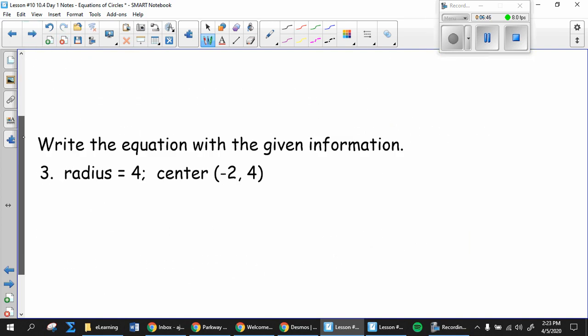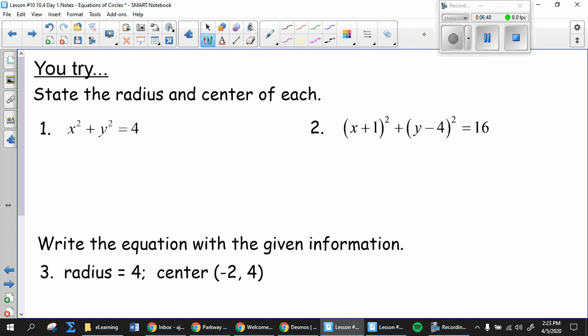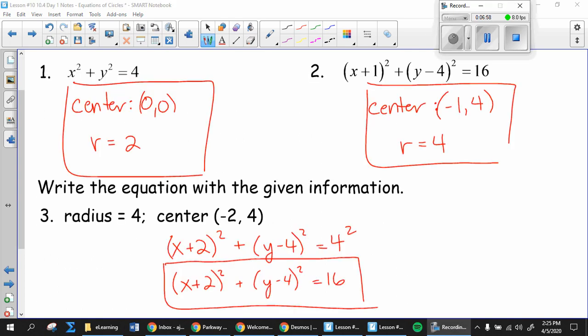All right, I want you guys to go ahead and try these 3 examples here. So go ahead and pause your video. Once you're done with those 3 examples, unpause your video, and I'll have your answers there. All right, here are the answers to your examples. Check your work, make sure you got them correct, and then go ahead and move on to lesson number 10 practice.